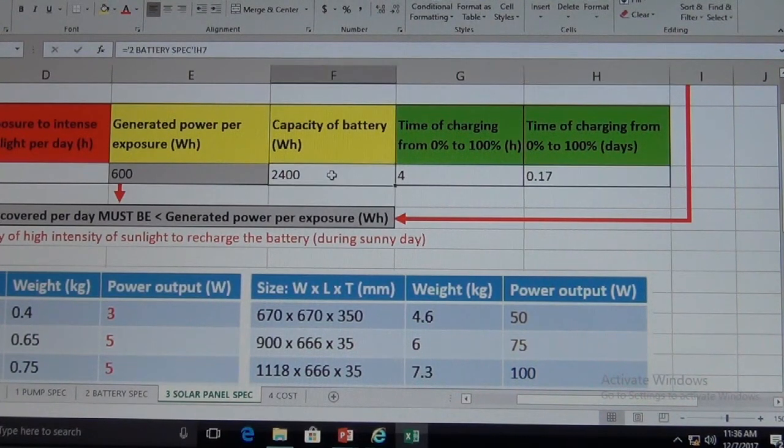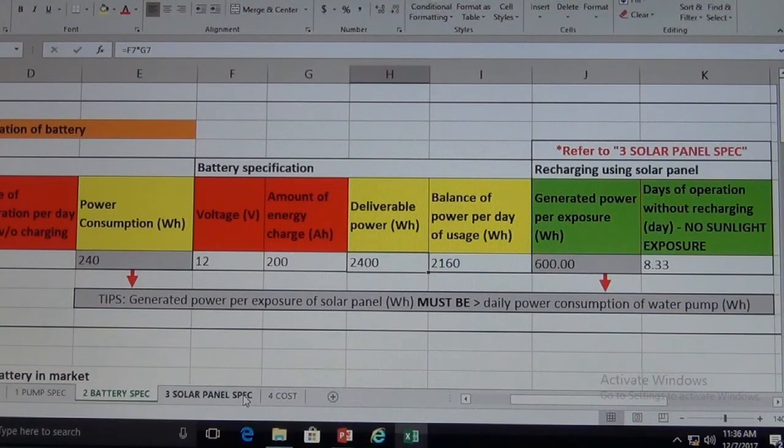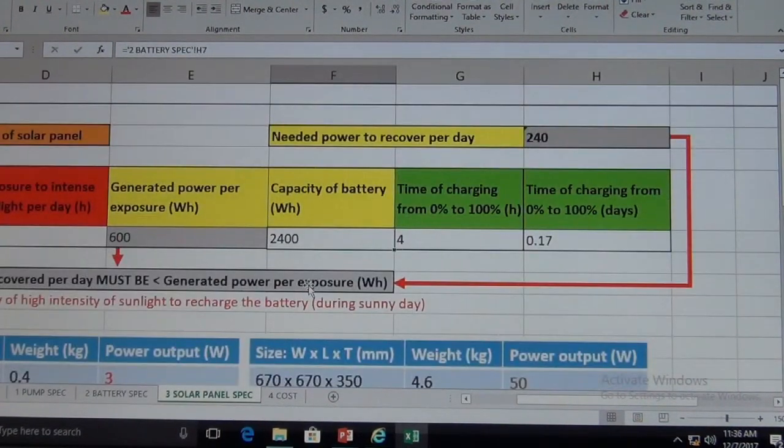Same goes here. What is the formula? Oh, in battery spec, H7. How to calculate this one? Click it, F7 times G7. Oh, like that. That is the formula. Understand? So this is how you calculate the specification of the solar panel.